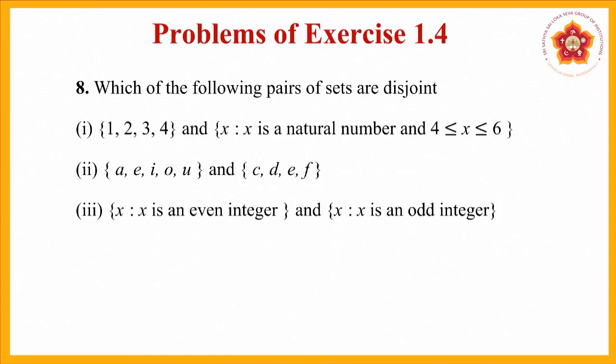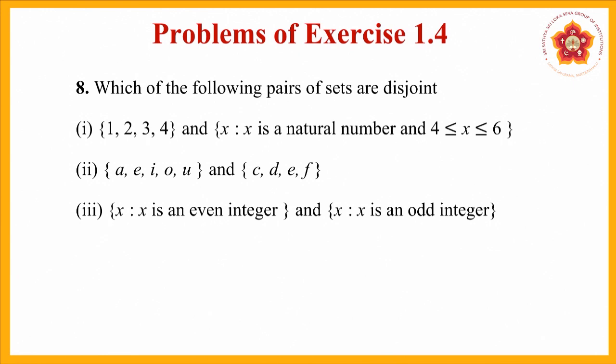So let us see what the problems are. He has given the sets in set builder form. Convert it. The first one is in roster form only. The elements are 1, 2, 3, 4. Whereas the second set contains the elements, he says natural numbers between 4 and 6, where 4 and 6 are included. So we have 4, 5, 6.